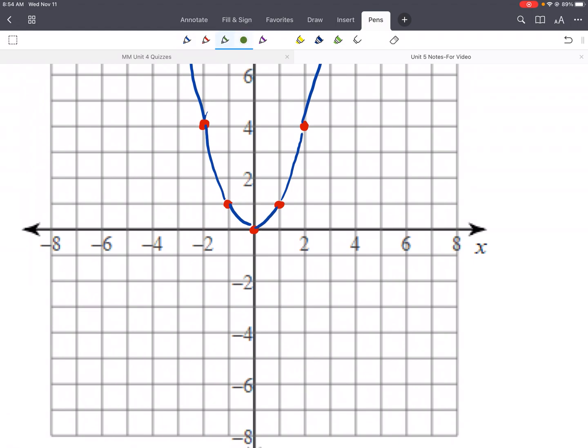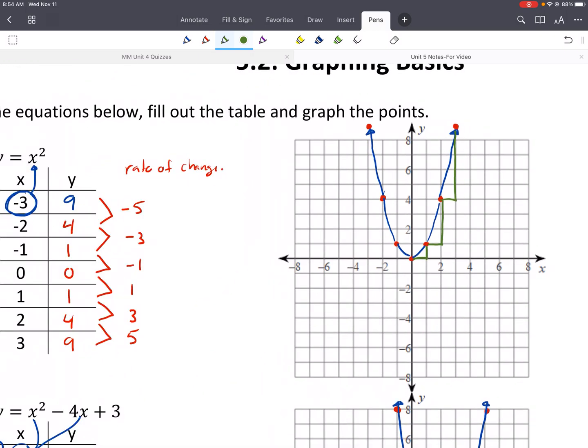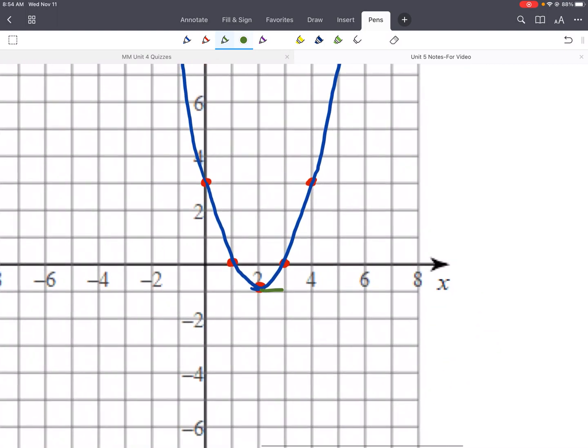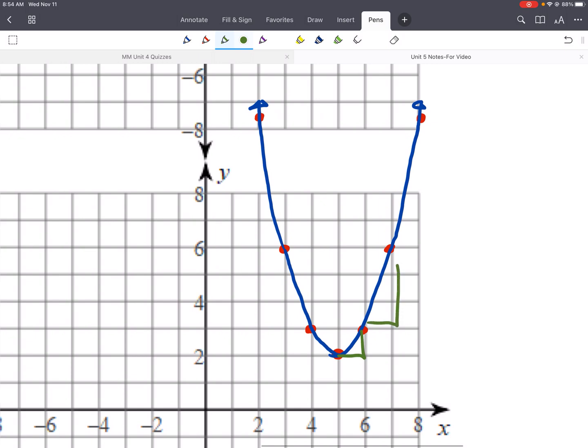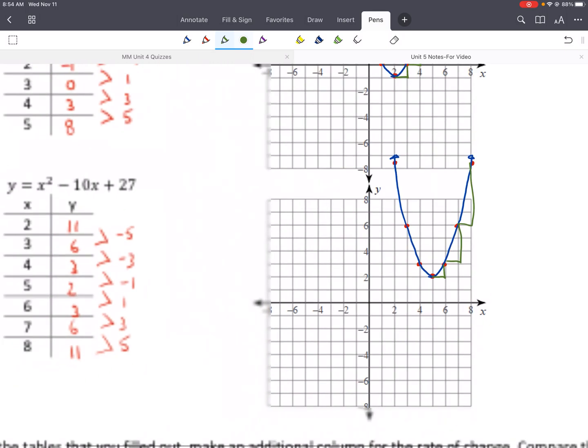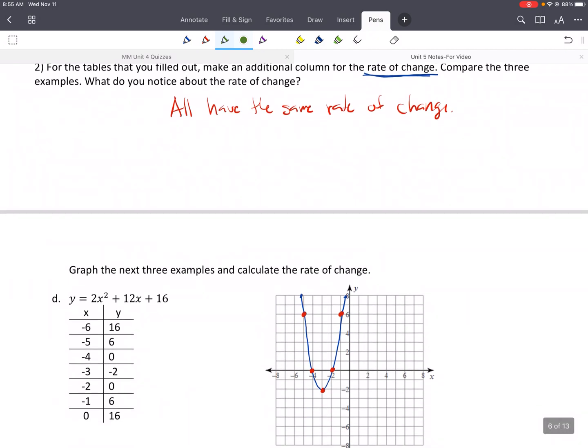Maybe I'll do a different color. We go over 1, and then we go up. We go over, we go up 3, and then 5. Okay, that's the pattern that we found here, 1, 3, 5. Does it apply to all of these? It sure does. Over 1, up 1. Over 1, up 3. Over 1, up 5. Okay, so if we can find this vertex, we can use this pattern. We can go over 1, up 1, over 1, up 3, over 1, up 5. Well, let's see if this always applies for everything.